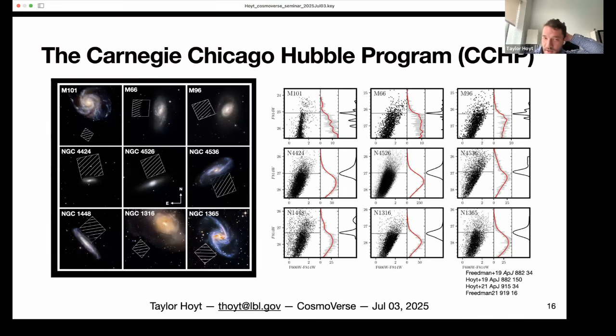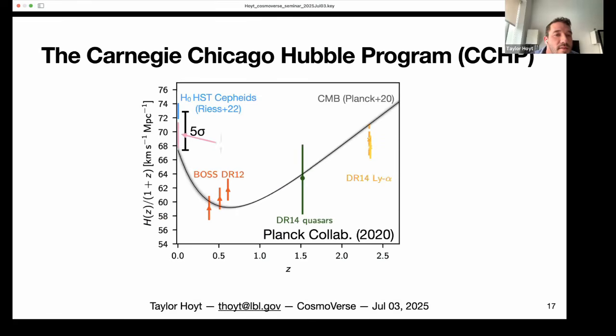We did this in the mid 2010s to 2020 in the Carnegie Chicago Hubble program, where we pointed Hubble at the square regions depicted here that lie in the outer regions of supernova host galaxies, to then detect the tip of the red giant branch here on the right. The TRGB is very cleanly detected in all of these galaxies. And that's what led to the result I showed earlier, of course.